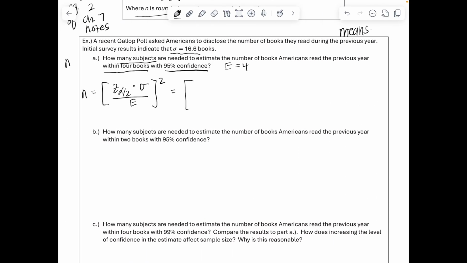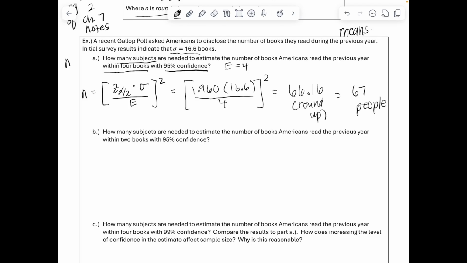So from page 2, we know that Z sub alpha over 2 is 1.960. Sigma is 16.6. E is equal to 4. And we're going to square that entire expression. From here, we're going to plug this all into our calculator, and we get 66.16. But remember, we're always going to round up when we're determining our sample size. And so this is going to be 67 people or subjects.